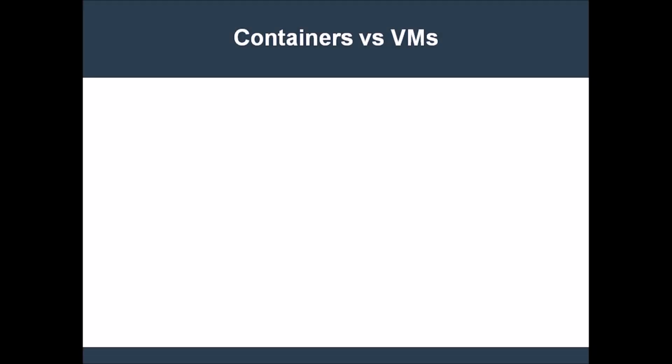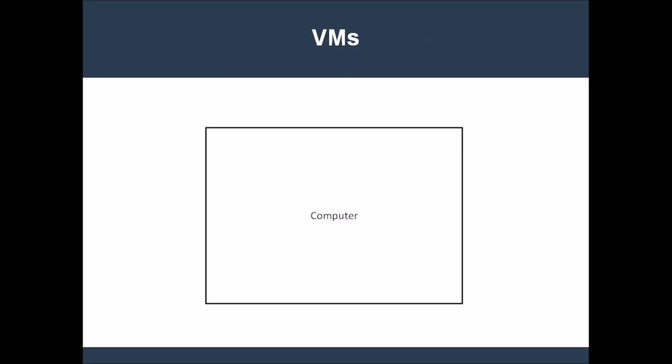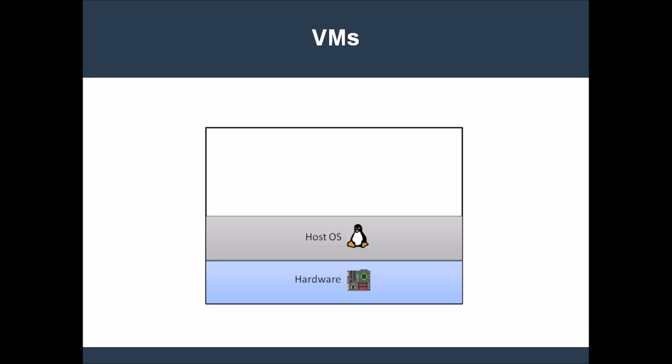On the surface, containers are similar to another popular technology, virtual machines. They both have their advantages and disadvantages. By comparing containers to VMs, we can get a much better understanding of why containers have grown so popular. Let's start off by quickly going over how VMs work. Here's a computer. The bottom layer represents the hardware. On top of that runs the operating system. On top of the operating system run your applications.